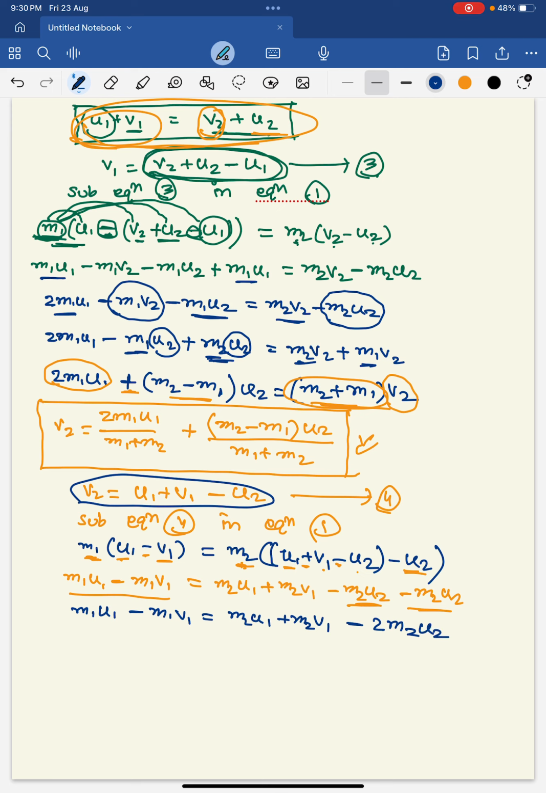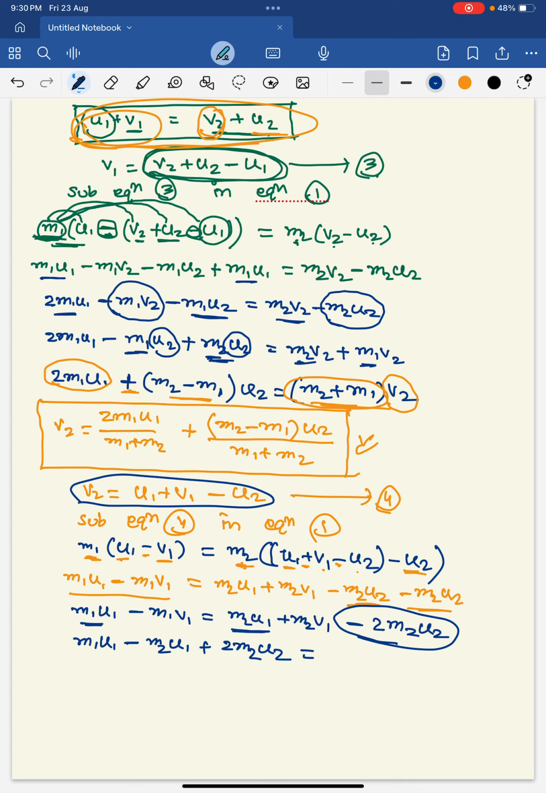After getting this step, now what I'm going to do here is put U1 and U2 terms one side, V1 and V2 terms other side. Let's see how it is. First, this M1 U1 as it is I'm writing, M1 U1, and here plus M2 U1 will be there. I'm taking it to the left side, plus becomes minus M2 U1, and this negative term also I'm taking to the left side, so minus becomes plus 2 M2 U2.